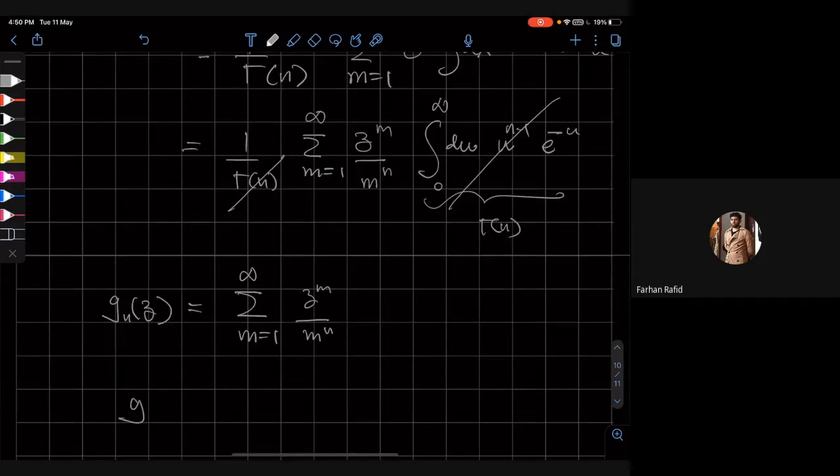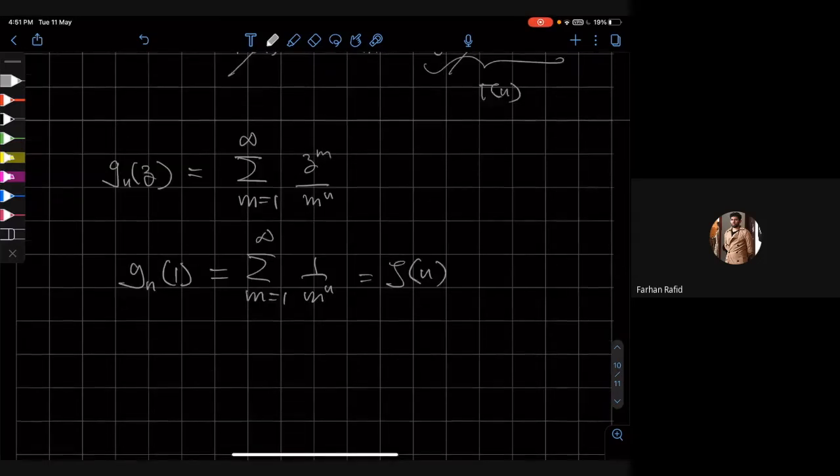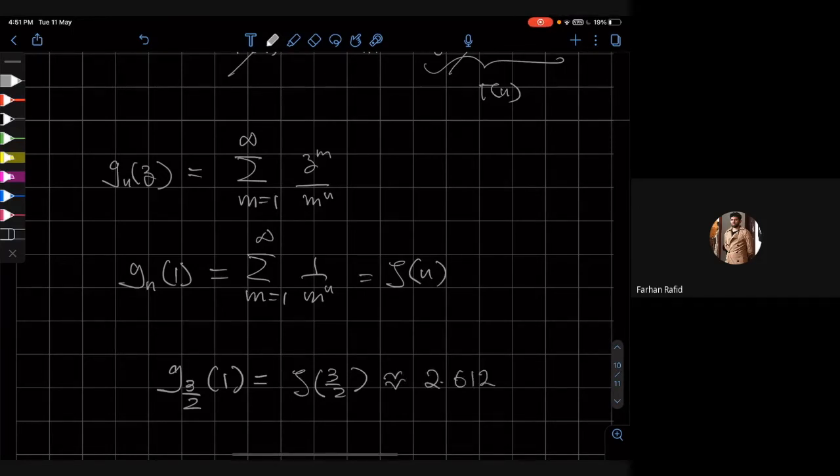Now, we will be interested in Gn when z is 1. In that case, this thing just becomes the Riemann zeta function, okay? And for g 3/2 of 1, this is zeta of 3/2, which has some value. The value is 2.612. Did anyone know the value of zeta 3/2? I guess not. I didn't either. I used to have a student who used to know these things.